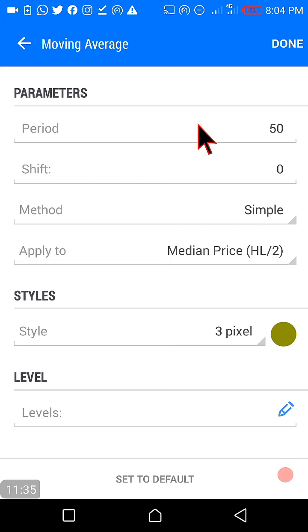So you can see that a moving average might be period 50 shift 0 method, simple, and if the apply to is to median, it's going to add the high value plus the low value and divide it by 2. Then that is the value it's going to use. You can see it can be different. So you need to understand all this and know what it does for you to get a very good benefit from it.